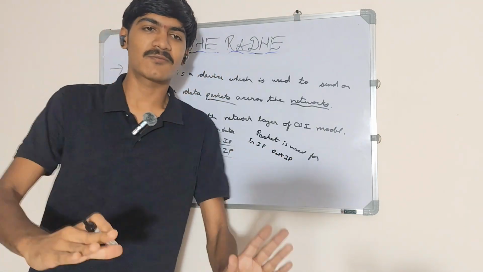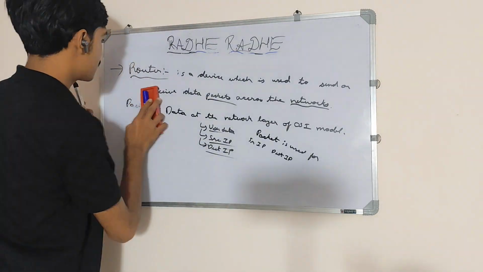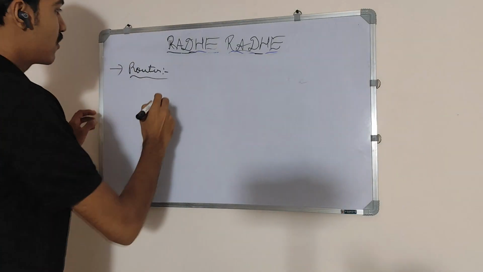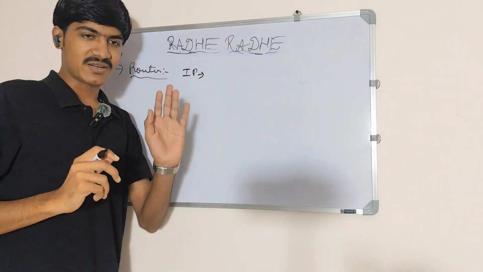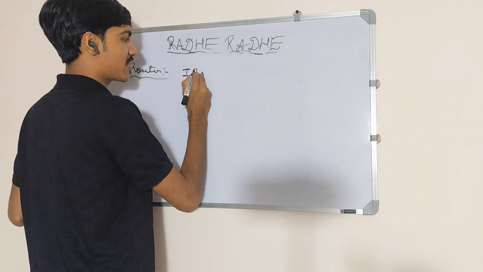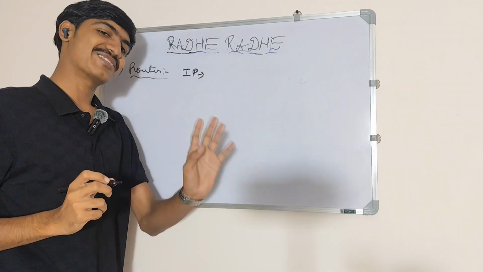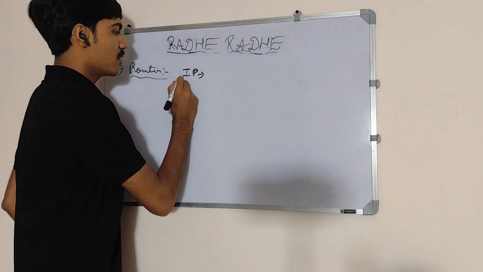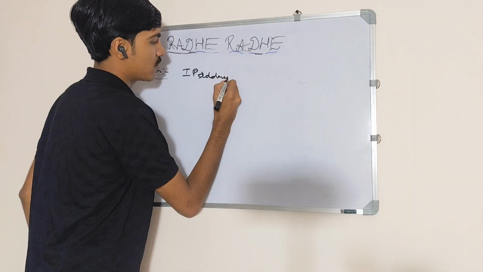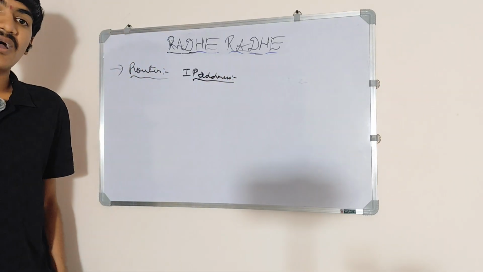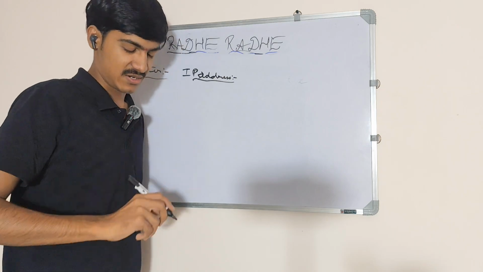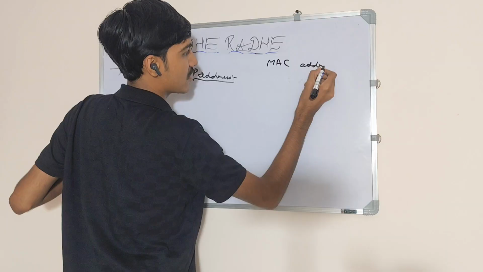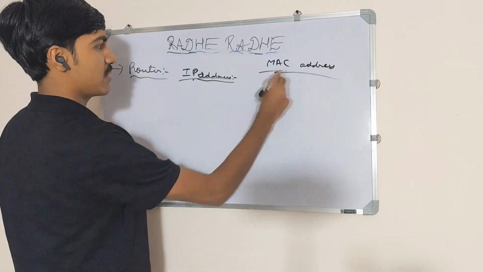Let's come one by one. First of all, what is IP? IP is Internet Protocol. The protocol which is followed by the internet is known as Internet Protocol. So here we'll speak about what an IP address is and how it is different from a MAC address.